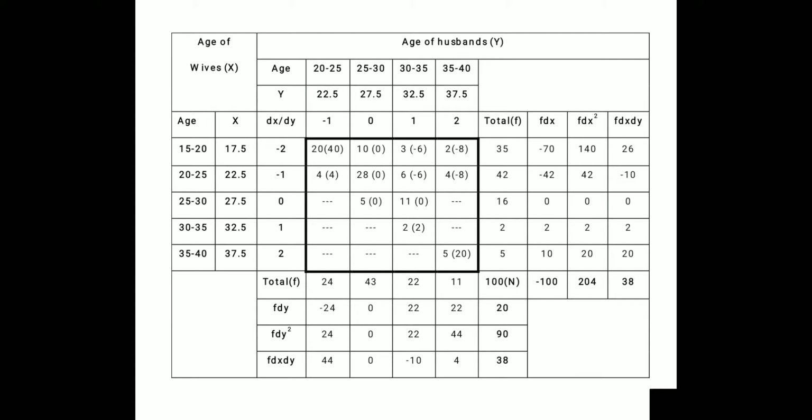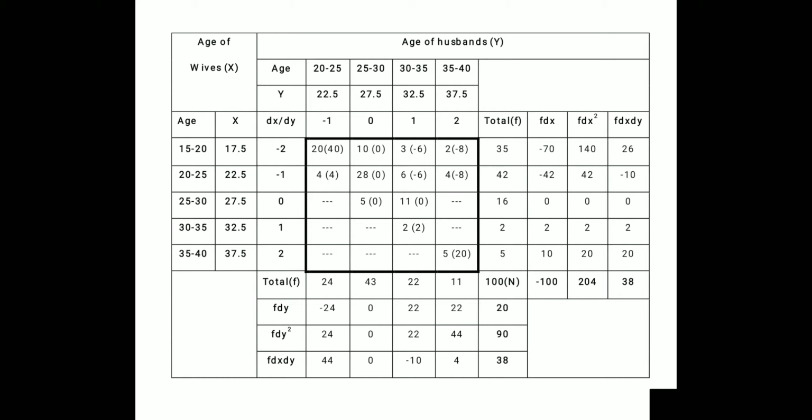The next step is to calculate the value of f dx. So we have obtained dx value here, that is -2, right? So dx into frequency, that is total frequency, will give us f dx. So -2 into 35 will give us f dx of the same row, that is -70. In the same way, -1 into 42 is -42. So the same calculation has to be done for each horizontal row, and we will obtain sigma f dx, that is -100.